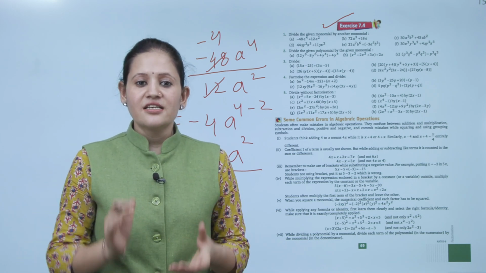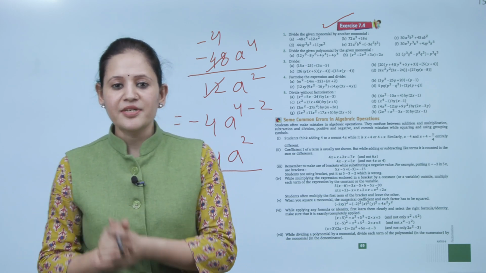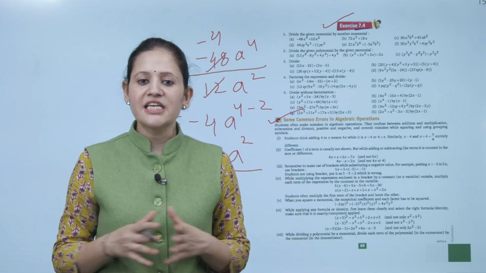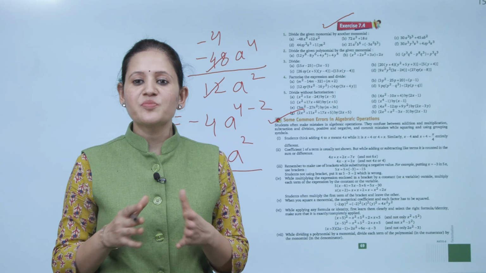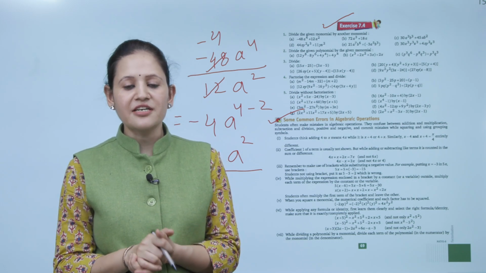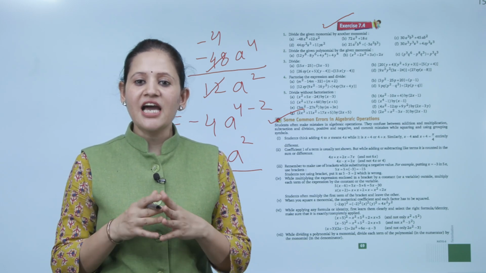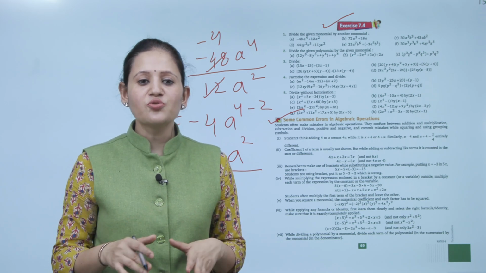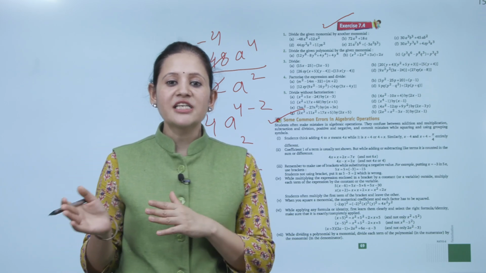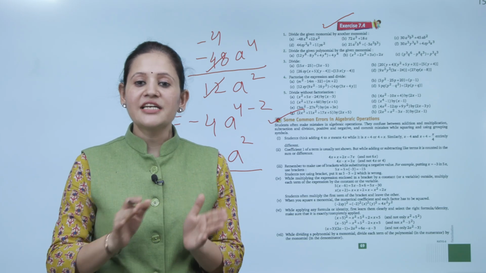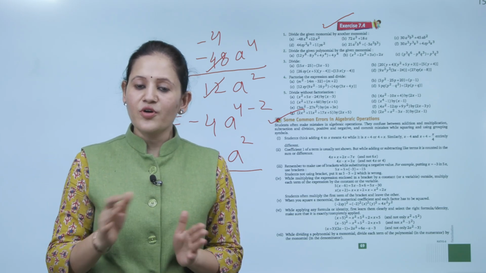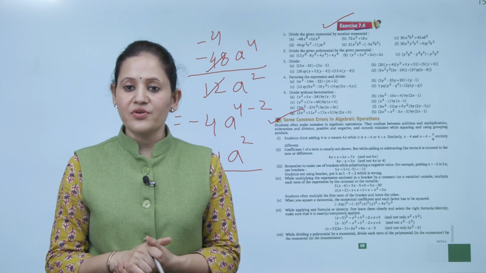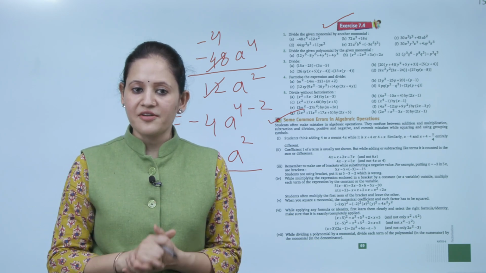Next is some common errors in algebraic operation. Students often make mistakes in algebraic operation. They confuse between addition and multiplication, subtraction and division, positive and negative, and commit mistakes while squaring and using grouping symbols. So students think adding 4 to x means 4x, while it is x plus 4 or 4 plus x. Similarly, x minus 4 and x divided by 4 are different. x upon 4 is entirely different.